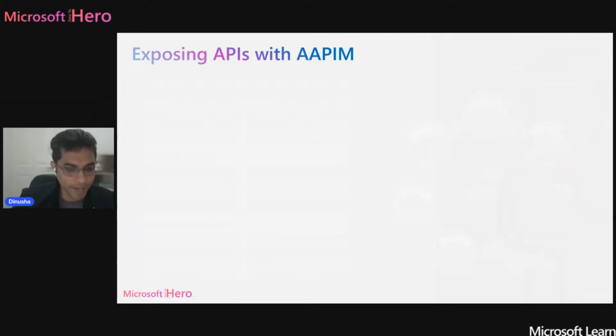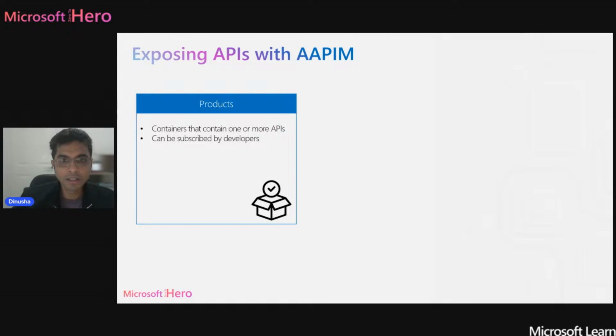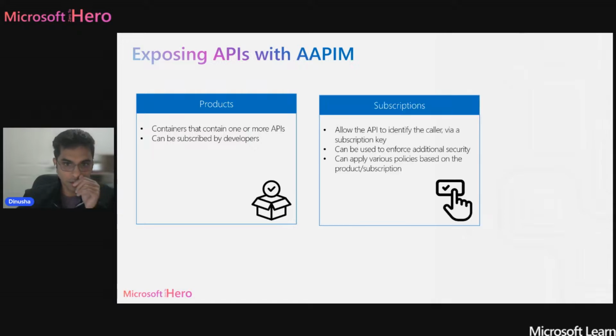Before we go to a demo, let's discuss two important concepts quickly. The first one is products, which we can think of as a container that can hold one or many APIs. The next one is subscription, which is a property that allows the API to know the caller. For an API, there can be multiple callers, right? It can be called by person A, group B, or product C, likewise. So in order to identify the caller, we use the subscription key.